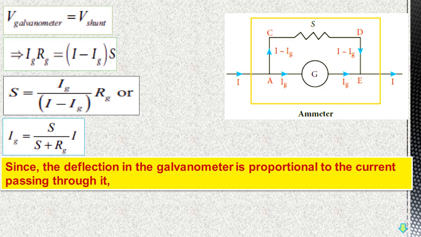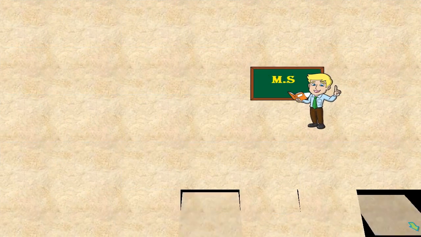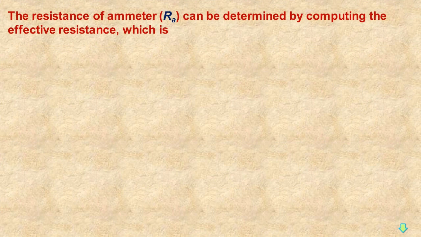Since the deflection in the galvanometer is proportional to the current passing through it, theta is equal to Ig into capital G, or theta is equal to 1 by capital G into Ig. Theta is proportional to Ig, therefore theta is proportional to I. So the deflection produced in the galvanometer is a measure of the current I passing through the circuit.